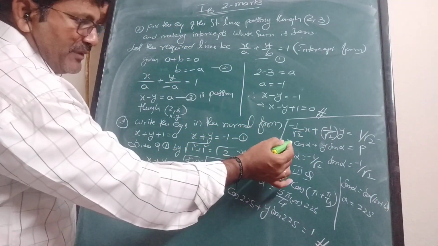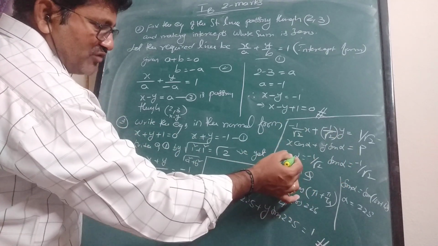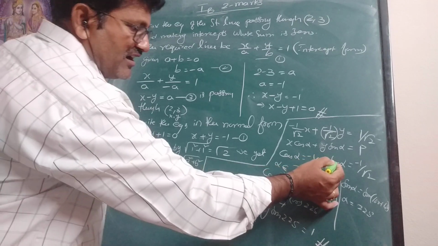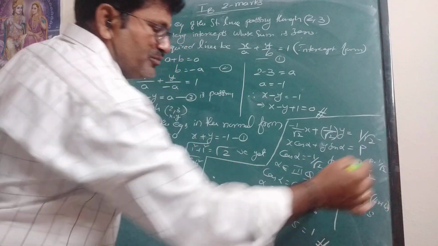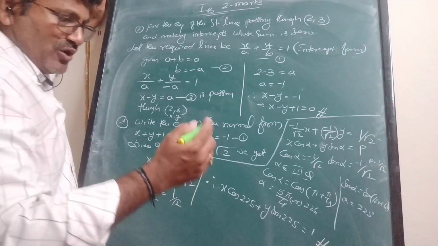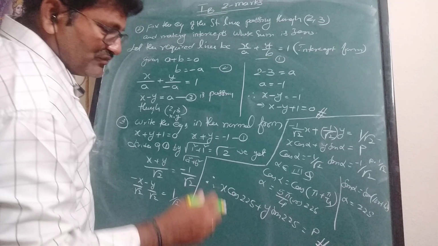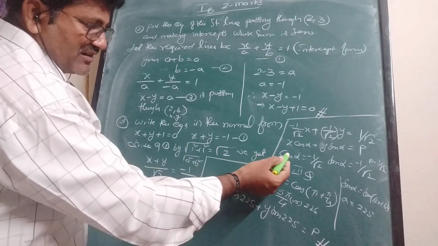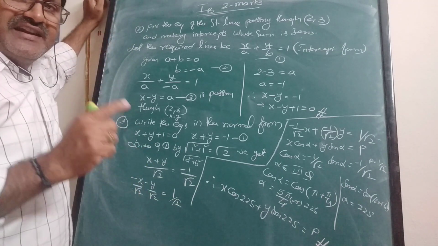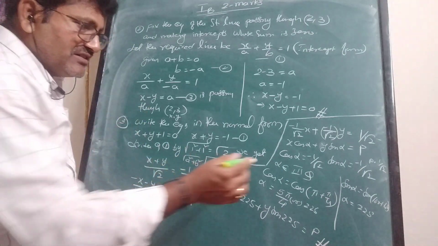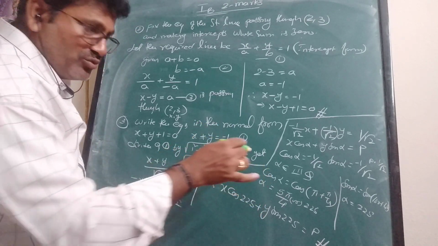Now compare this with this one. You will have cos alpha = -1/root 2, sin alpha = -1/root 2, p = 1/root 2. P is the perpendicular distance, equal to 1/root 2. Next, cos alpha = -1/root 2 and sin alpha = -1/root 2. Sin and cos will be negative in the third quadrant only. So both are negative simultaneously.